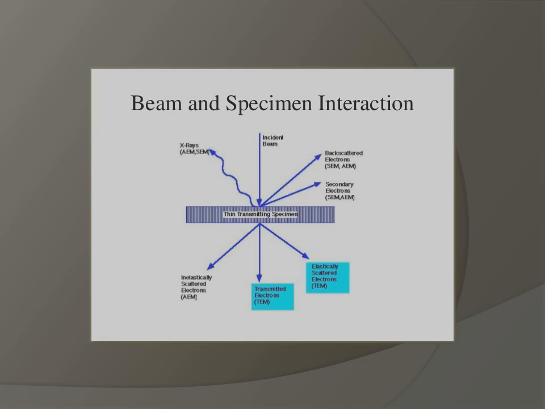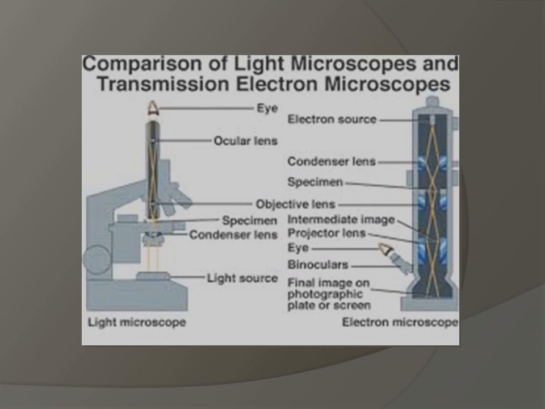The next one is a schematic representation, the comparison of light microscope to transmission electron microscope. In a light microscope you use light as a source, and in an electron microscope electrons are used. There is a simple comparison over here. It is easy for you to understand, and obviously electron microscopes have better advantages than ordinary conventional light microscopes.